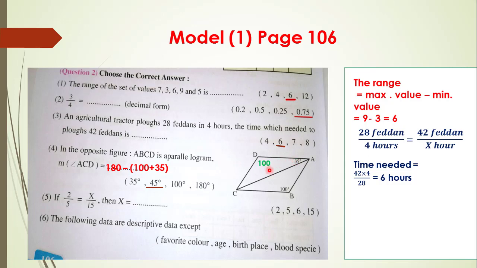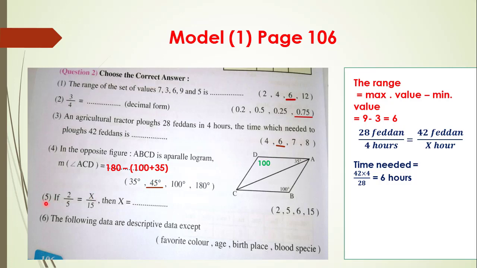So two steps. The first step, we know that angle D equals angle B because they are opposite angles in a parallelogram. So angle D equals 100 degrees. We have 135 and we want to complete 180. So I'll add 100 plus 35, which means 135. 180 minus 135 equals 45 degrees.